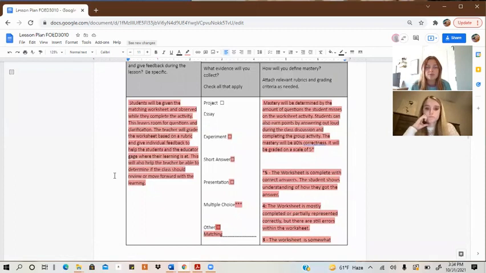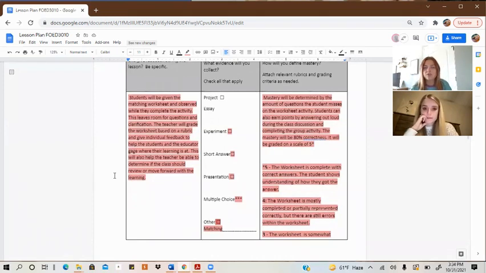So the evidence that we will be collecting throughout this is the lesson that we're doing with the worksheets, which will give room for short answers and a presentation of the definitions that they did. There's also multiple choice, like with the matching part of it. And this will let the students have their own creativity, and it'll also help the teacher assess their knowledge.